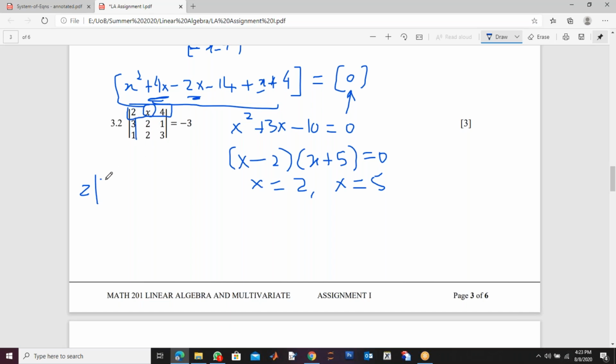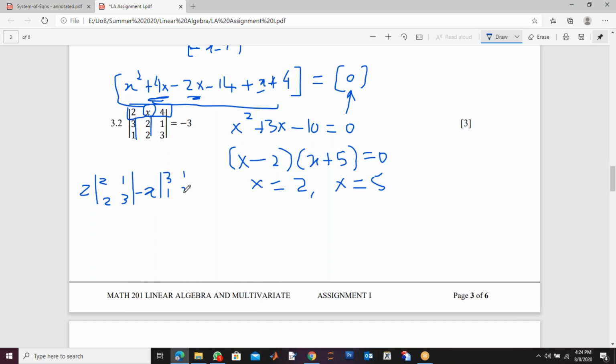So 2 1 2 3. You don't have to write it. You can just directly write the answer if you want. You can directly write 3 times 6 minus 2, which is 4. But I'm doing all the steps here. So minus x into, now this row and this column is gone, so 3 1 1 3. So you got 3 1 1 3.